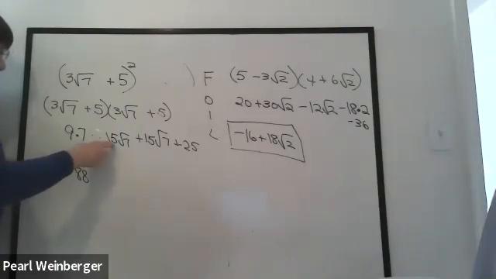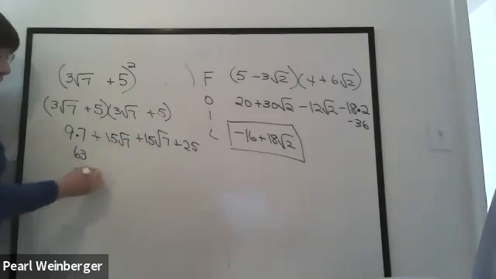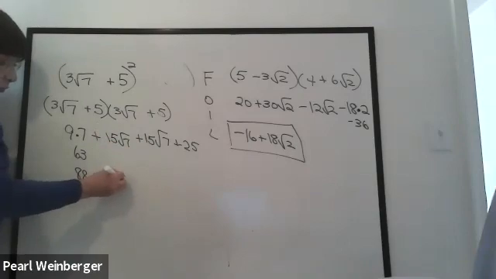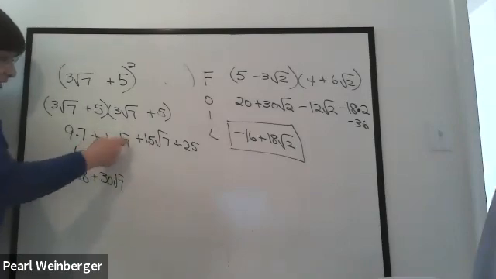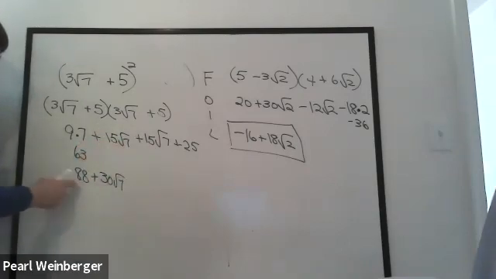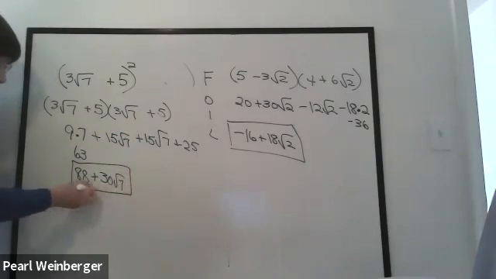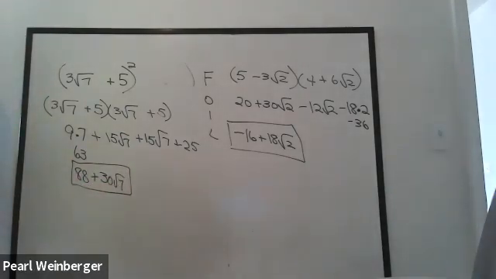And the 15 radical 7 and the 15 radical 7 together give me 30 radical 7. Remember, when I'm adding, I just add the numbers on the outside. These cannot be combined because the 88 doesn't have any radical 7 next to it. So my final answer is 88 plus 30 radical 7. I hope most of you got that answer.